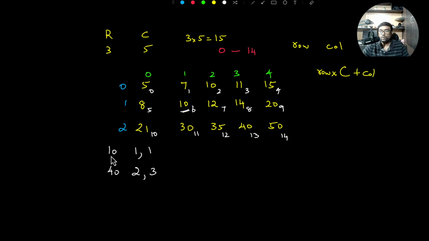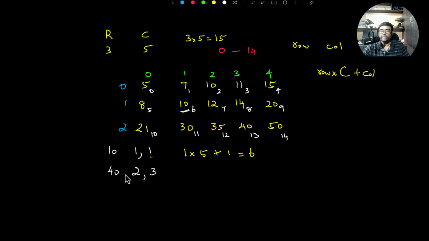So let's do it for 10. What is the row index? 1. 1 into C. What is C? It is 5. Plus col. What is col here? 1. So it is 6. You can see 10 is mapped to 6.